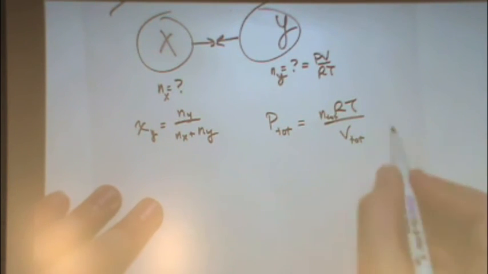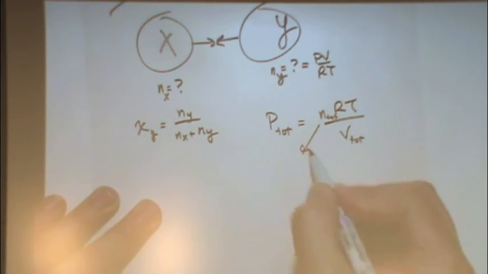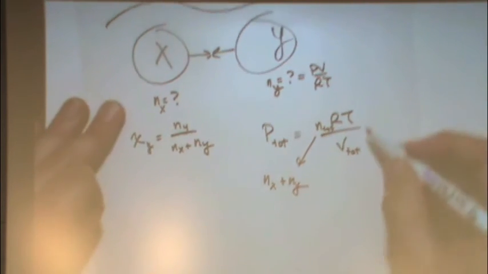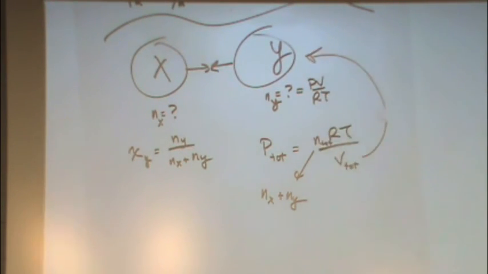N total is from the total number of moles, which would be Nx plus Ny in this case. V total is usually given. So either we tell you the final volume, say it is 5 liters, or we say that this container, this gas was 5 liters and this one was 10 liters. We put them together, made a total, so that's the total contained gas size, 15 liters. So it could depend. Either you're adding two volumes or we just give you the final volume.